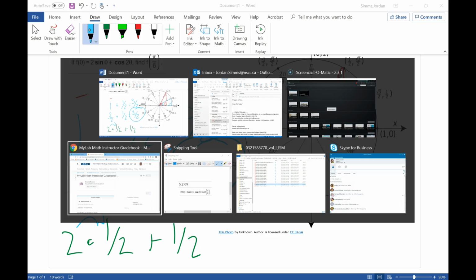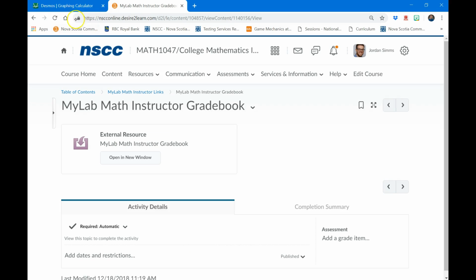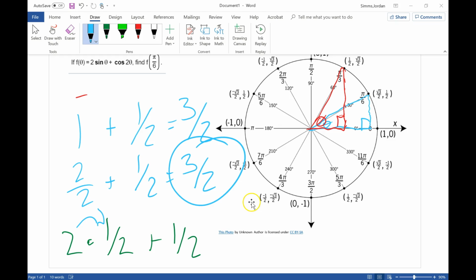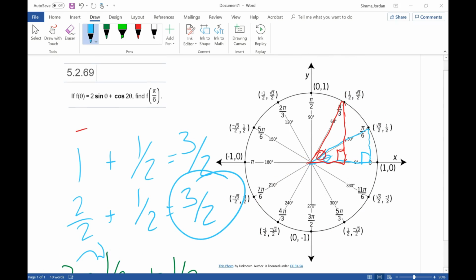And if we go blast that in, oh, I closed the window anyway. But anyway, blast that in, it should give it to you there. So long and short, use the unit circle. It'll help you immensely. Hope that helps.